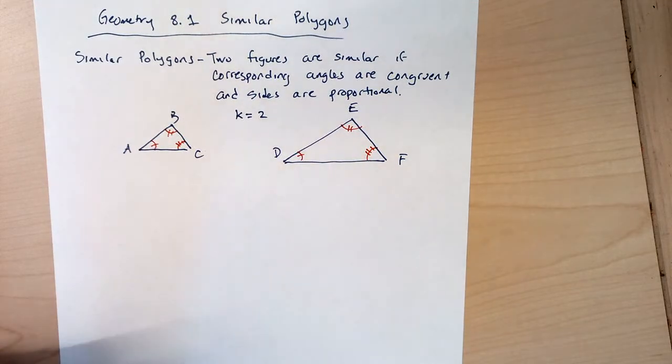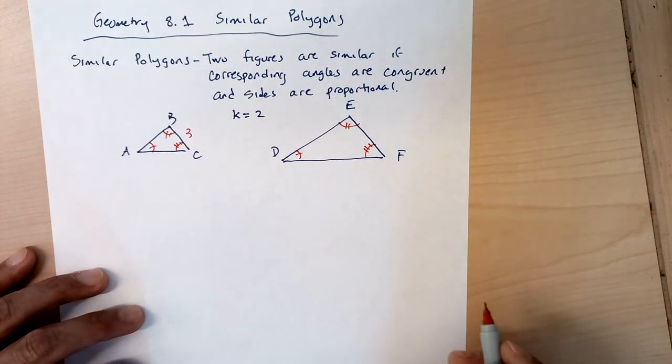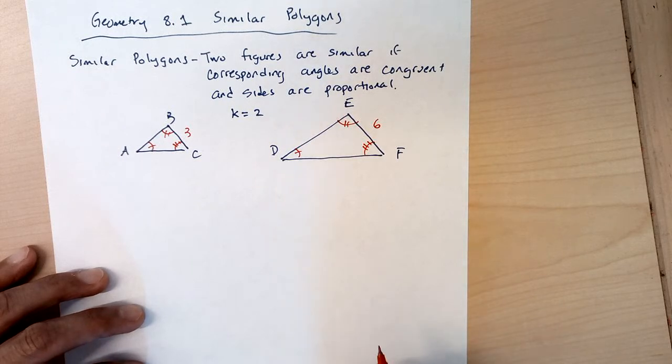And let's just say you knew the side length BC is 3 units in length. If the scale factor is 2, side EF corresponds with that side. So you would just multiply 3 by 2 to get a side length EF of 6.